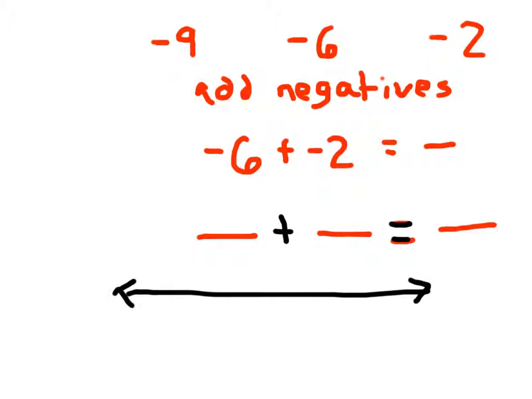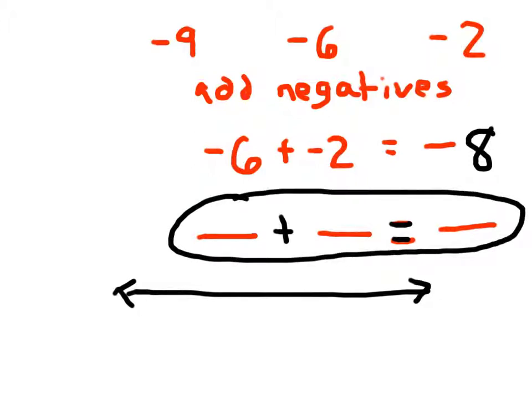All you do is you take the 6, take the 2, you add those two together, and you make sure to place that negative sign. -6 plus -2 is -8. So again, a negative plus a negative gives you a negative number. Thinking about this, we have -6 on our number line. If we add -2 to it, we move to the left on the number line, we get to -8. So it becomes even more negative.